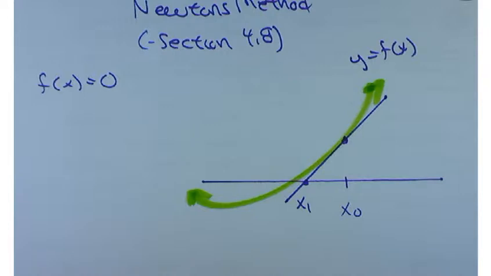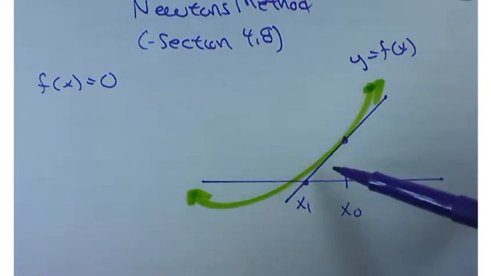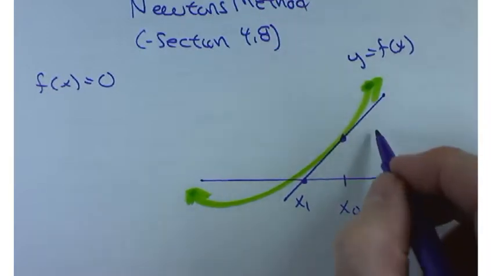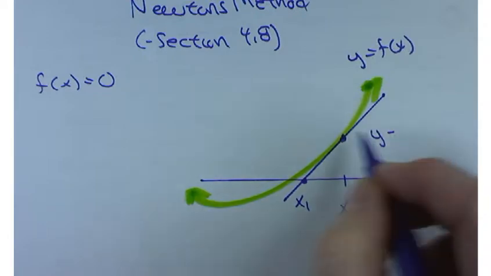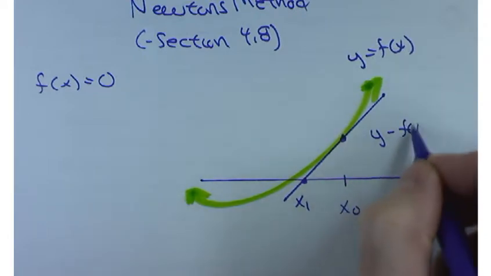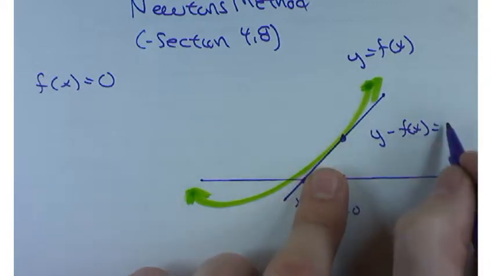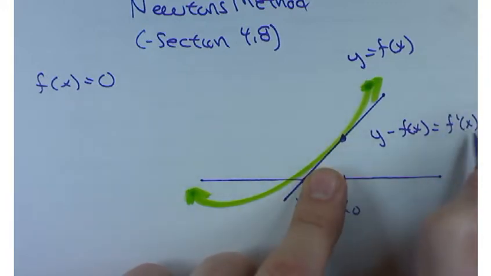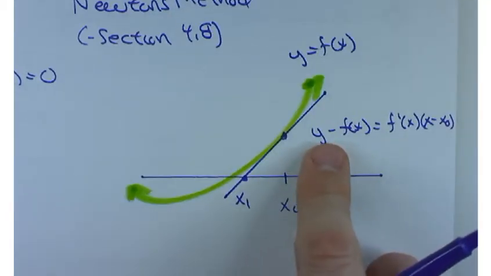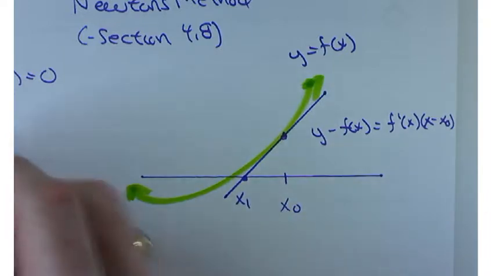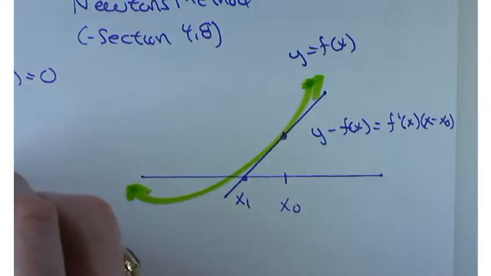So I'm not going to actually derive Newton's method for you here today. It's not that hard. All you have to do is fit the equation of a line. Actually, it's y minus f of x sub 0 equals the slope of the tangent line, which would be f prime of x sub 0, times x minus x sub 0. And then what you want is you want to know where this line equals 0. So the y-coordinate is 0. And when you solve here, what you end up with is Newton's method.